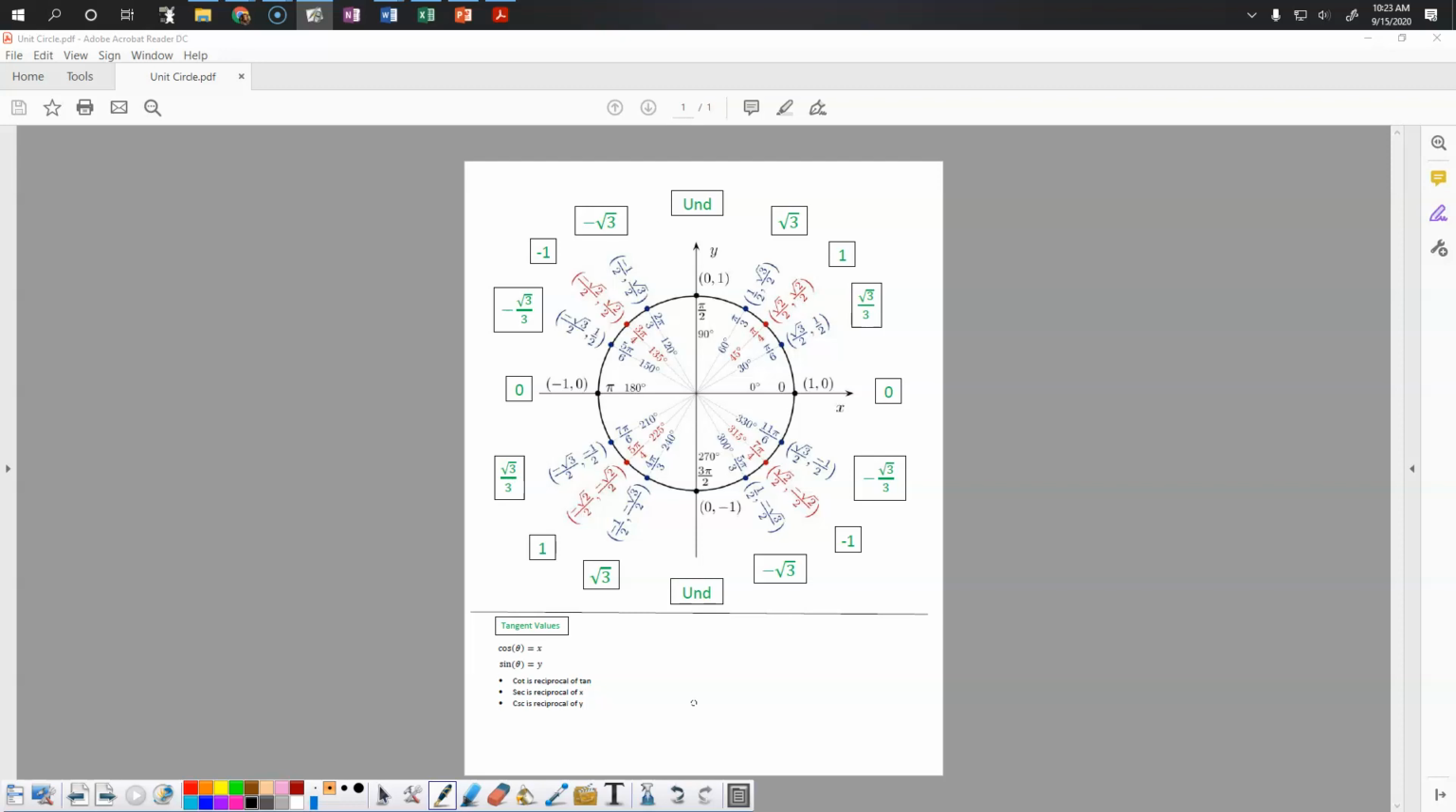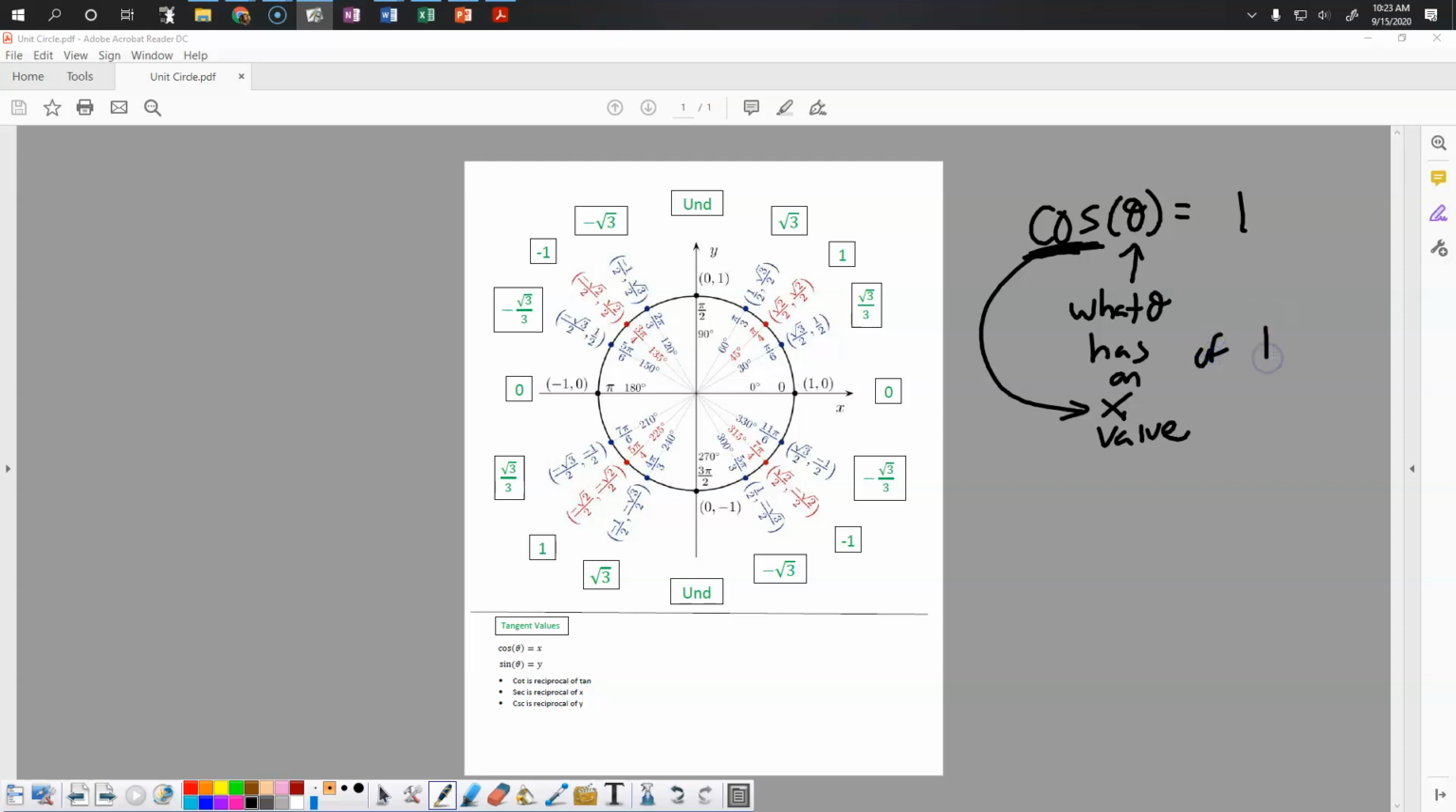So now let's go ahead and solve some problems. Just real quick, we're going to start off with something a little bit simpler here. What if I gave you guys cosine of theta is equal to 1? Well, what this means is it's asking us what angle has an x value, because it's cosine, of 1? Let's look around in our unit circle, and we want to find where we have an x value of 1. Well, there it is, and the angle that goes with that is 0, so the answer is 0.